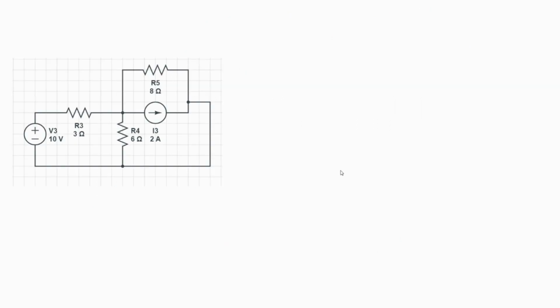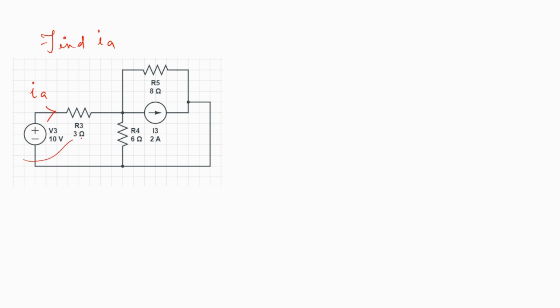Let us now look at this example problem. We need to find out the current. I'll call it IA. So the question says find IA, and we are going to use source transformation to do this. So here we can see there are two sources. One is the voltage source, 10 volts, with the 3 ohm internal resistance in series with it. And there is a current source of 2 amps with 8 ohms in parallel with it.